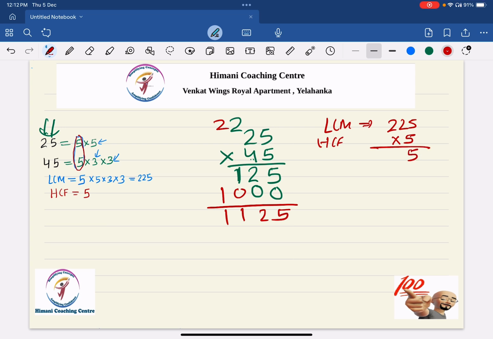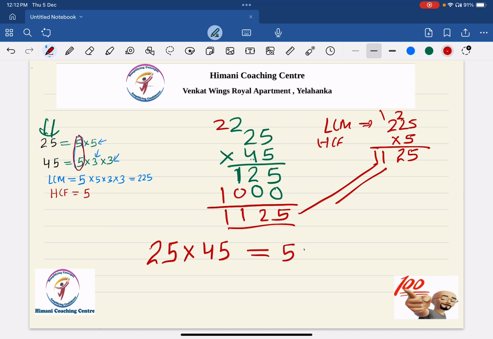Now, the LCM was 225, HCF is 5, so let us find the product. 5 fives are 25, 2 carry over, 5 twos are 10, 10 plus 2 is 12, 1 carry over, 5 times 2 is 10 plus 1, 11. Can you see these two numbers are also the same. So what did we find? We said the product of two numbers, which is 25 times 45, is equal to the product of their HCF times LCM. Okay, so this is the rule which is applicable whenever we find HCF and LCM of two numbers.